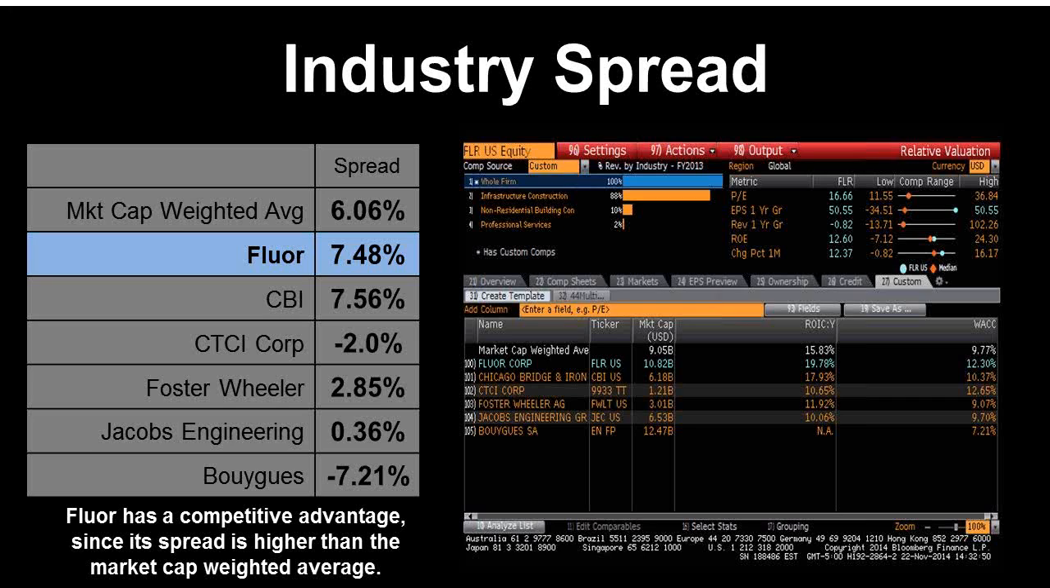However, the industry average may also be a bit biased by the foreign peers we're using, Bouygues, which is French, and CTCI, which is Taiwanese. Both of these firms have operations that are very similar to Fluor, but the different tax rates and interest rates in France and Taiwan may convolute this weighted average.